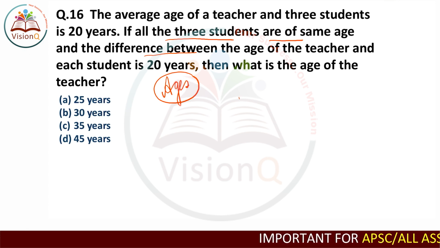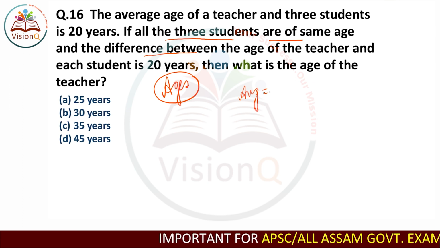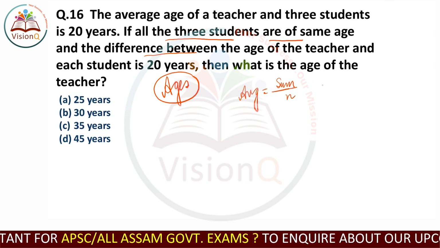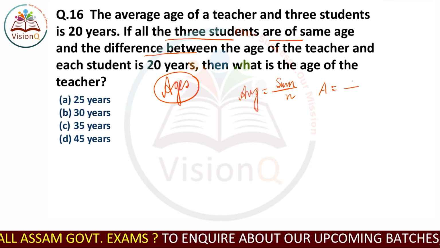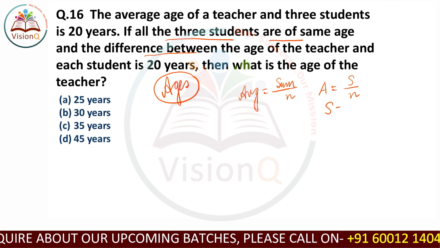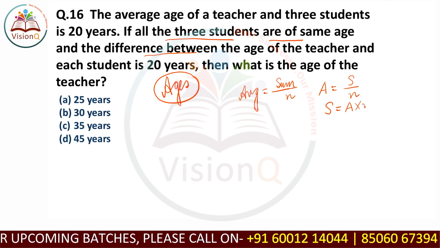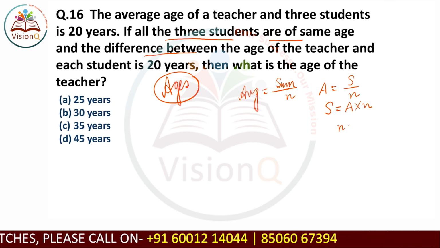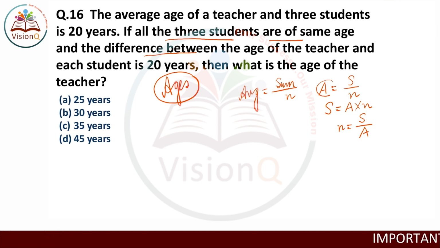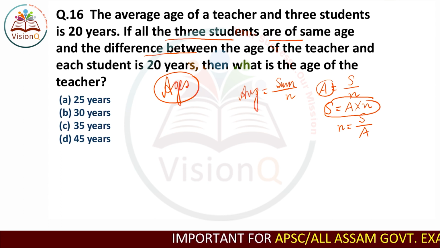Now average is nothing but the sum of all the observations divided by the number of observations. That means average is equal to sum by n. So from here you can find the sum by multiplying average into n, and also you can find n by dividing sum by average. The average age of a teacher and 3 students is 20 years. So whenever average is given, you always need to find the sum of the observations, that means average into n.